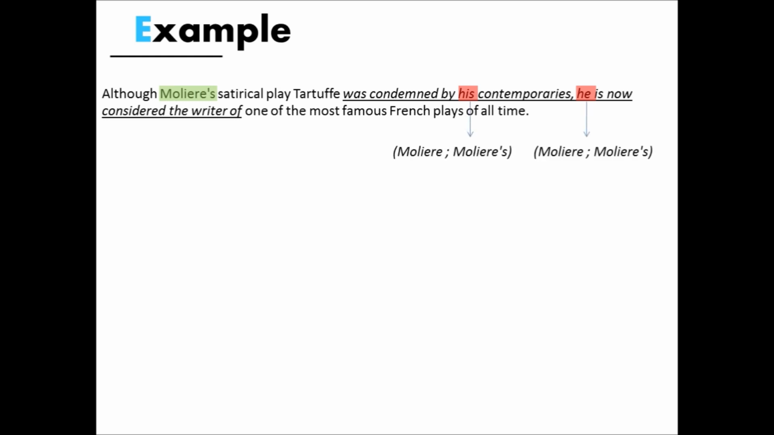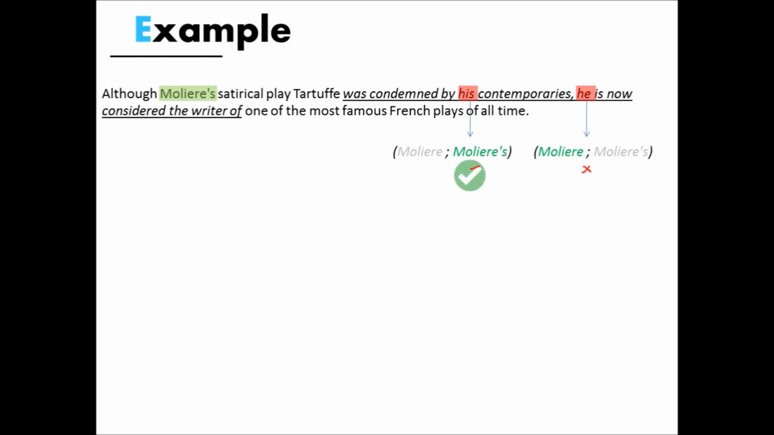Let us see what they are used for. Moliere or Moliere's. Now, "although Moliere's theatrical play Tartuffe was condemned by Moliere's contemporaries." Of course it has to be X apostrophe S contemporaries, not X contemporaries. So here I have the possessive pronoun and it's absolutely fine. But what about this "he"? "Moliere is now" or "Moliere's is now." Of course it is about X is now, not X apostrophe S. So guys, over here, the first one is of course correct, but the second one is definitely wrong. It is not the possessive usage, but it is the object usage.